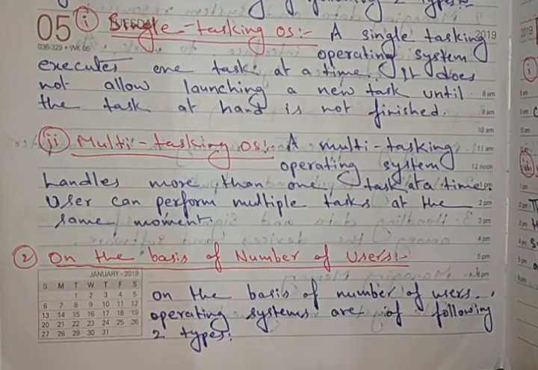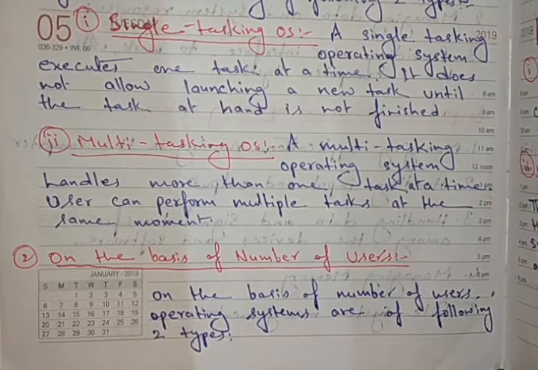We can also categorize operating systems on the basis of number of users. The first one is the single user operating system. A single user operating system allows only one user to work at a time. It means that only one single user can log in at the same time. Examples of single user operating systems are DOS, Windows 95, Windows 98, Windows ME, etc.